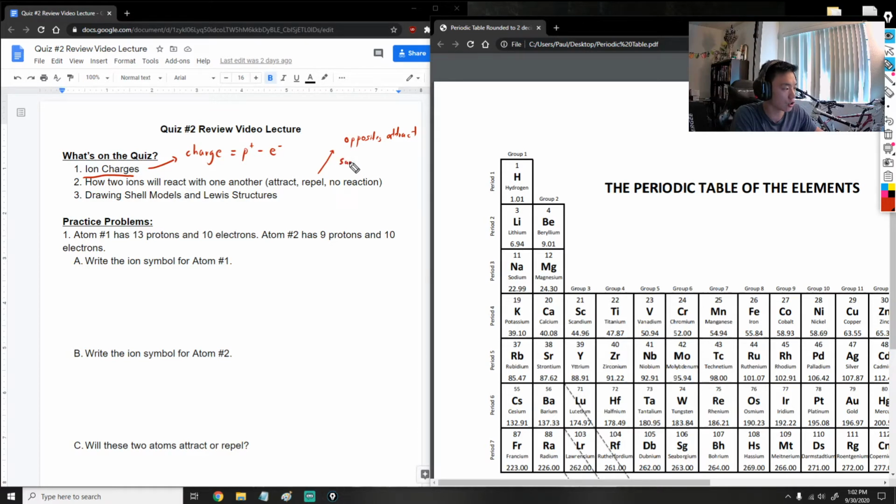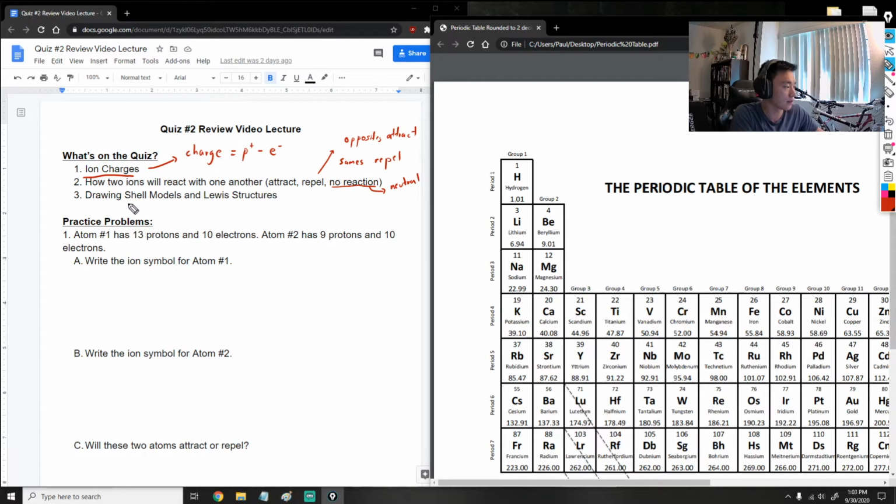And the same charges repel. Okay, so if they're the same charge, if it's positive, positive, they're going to repel. And if they're negative, negative, they're going to repel. And there's going to be no reaction if one of the atoms is neutral. Okay, so just make sure you keep that in mind.